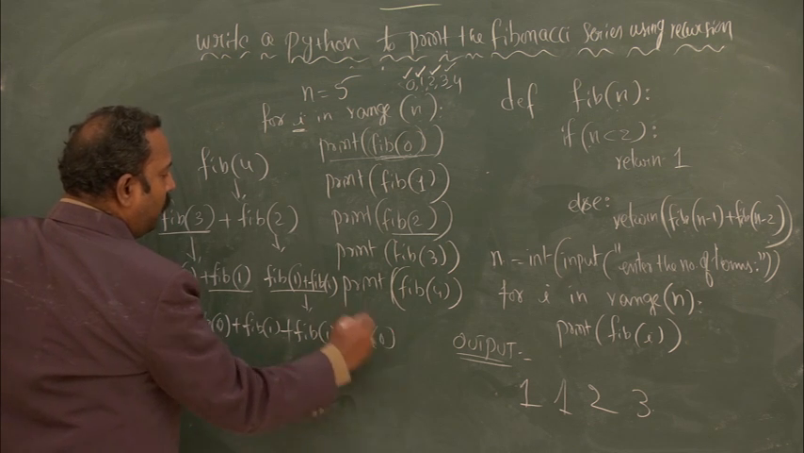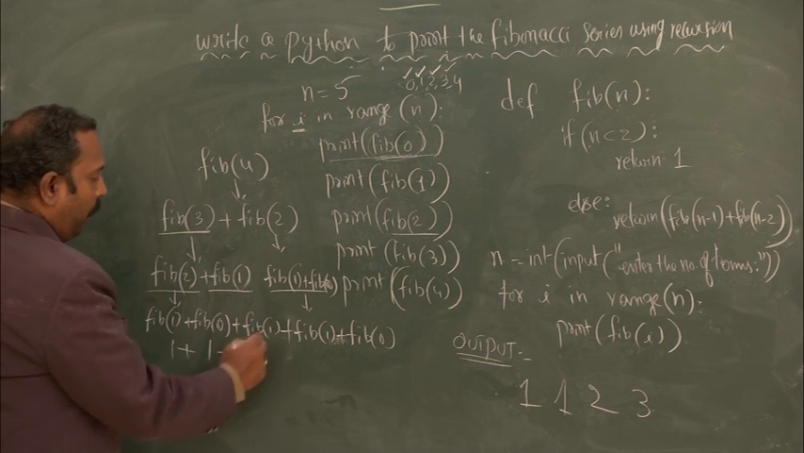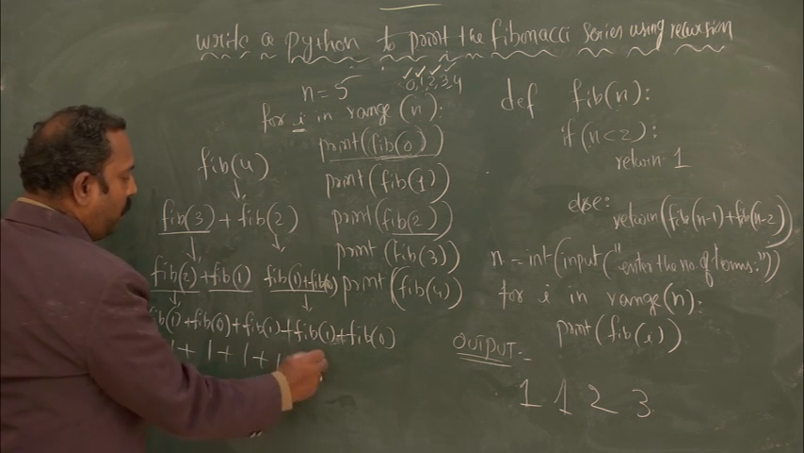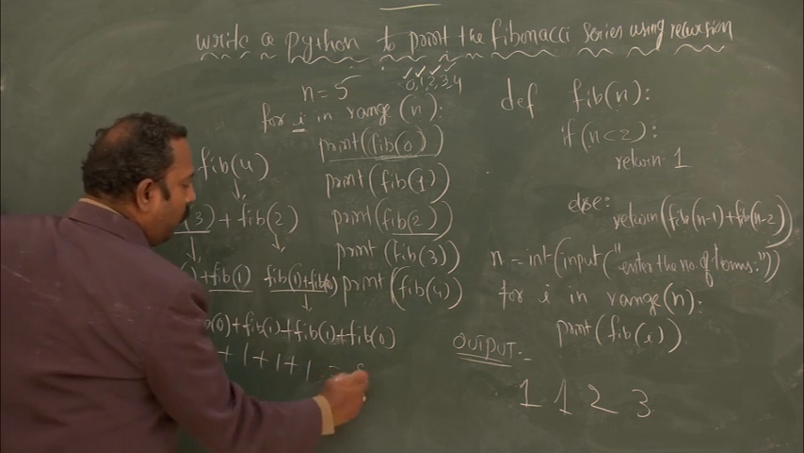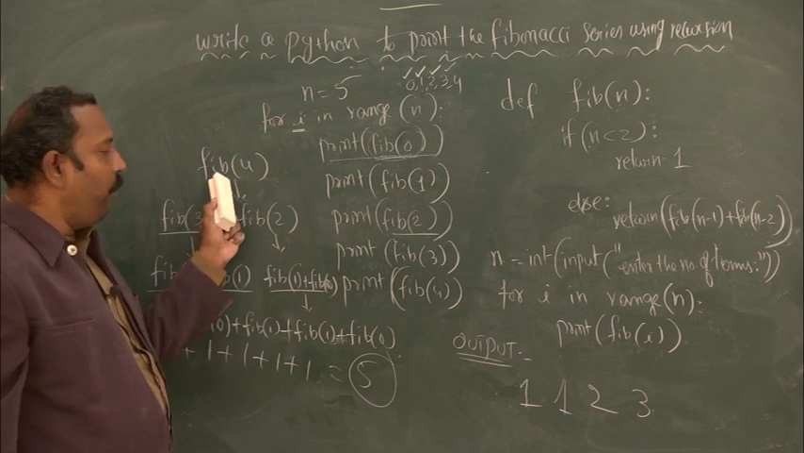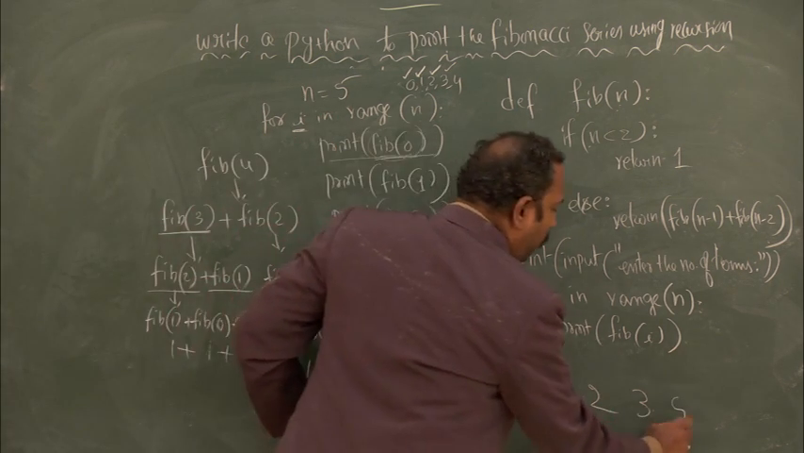Fib of 0. So fib of 1 means 1, fib of 0 means 1, 1 means 1, 1 means 1, 0 means... sorry, 0 means 1. So what is the output? 1, 2, 3, 4, 5. So you got the output 5. So fib of 4 means you got the output 5. For this particular printer, fib of 4, you got the output 5.